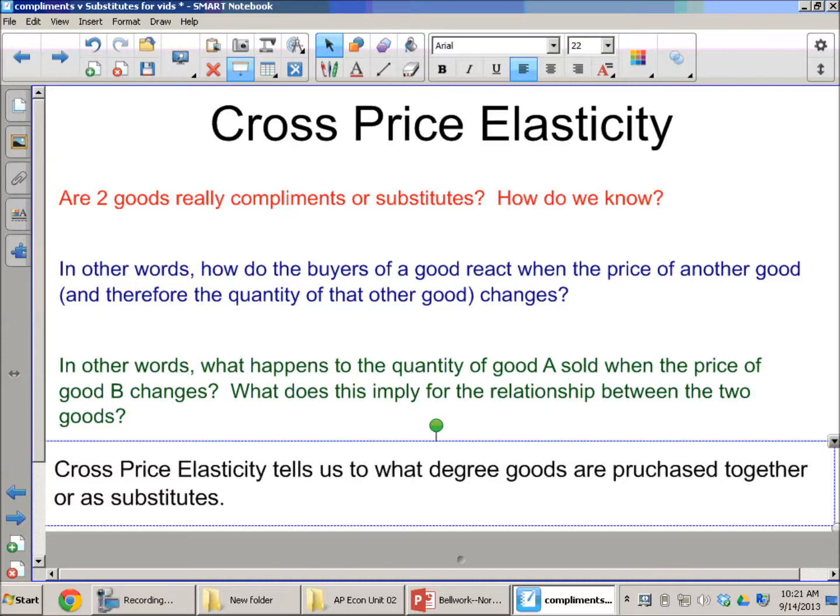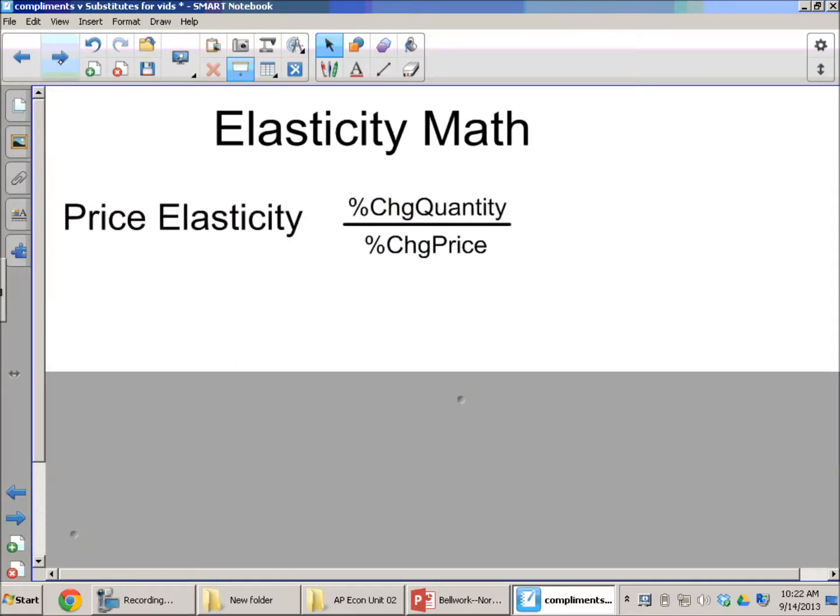So if we follow the same logic as we looked at with price elasticity, here we want to know what happens to the quantity of one good when the price of another good changes. And then how strong or weak is the relationship between them. And that's what cross-price elasticity tells us. It's basically how sensitive the buyers are to a change in the price of another good. And that's what's going to give us some idea of whether or not the goods are complements or substitutes. Now that sounds a little bit vague right now. Hang on for just a second. Let's get more specific and it will become apparent.